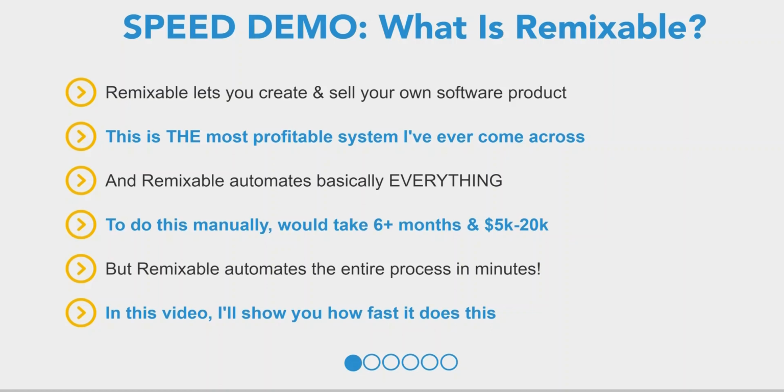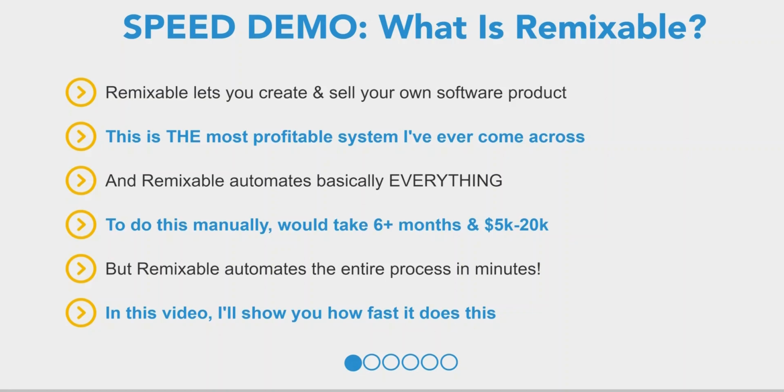Now, to do what I'm about to demonstrate manually would take you over 6 months. And when you include the building of the software, the copywriting, and of course the software development, it would probably cost you somewhere in the range of between $5,000 and $20,000. But Remixable basically does the whole thing and automates the entire process in just a few minutes.